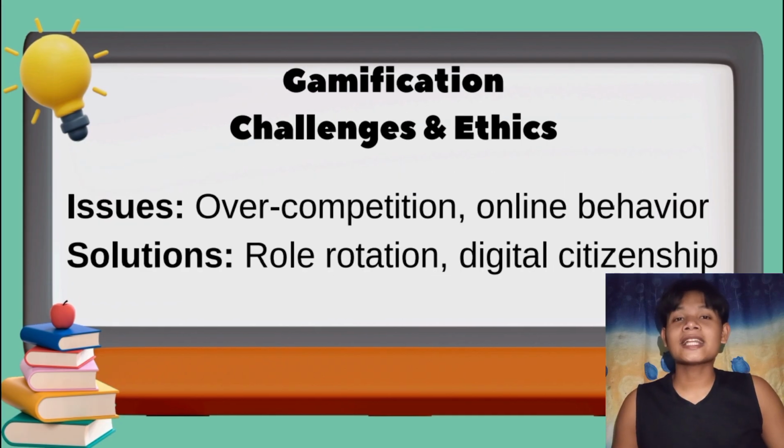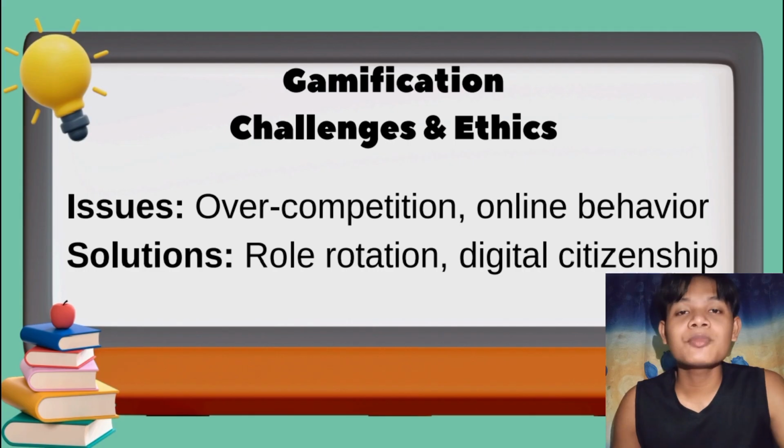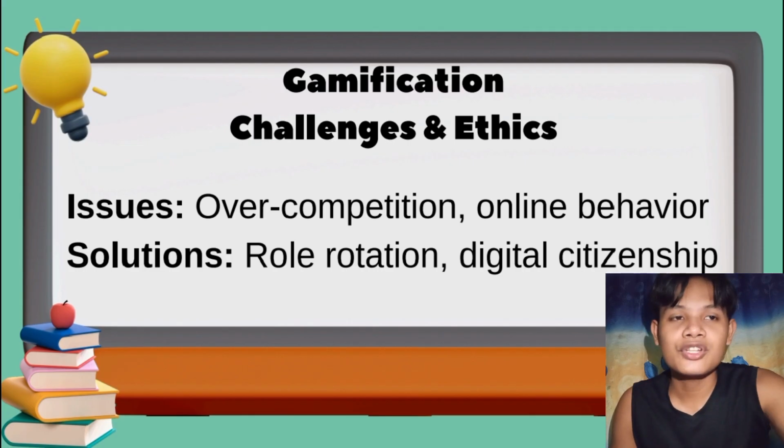Gamification can also lead to issues like over-competition or digital behavior problems. To address these problems, I implemented rotating roles within groups to foster collaboration, and I taught digital citizenship skills to encourage responsible behavior. Through these solutions, we can ensure a fun yet respectful learning environment for the ESL students, which helps them to improve their English language learning skills.